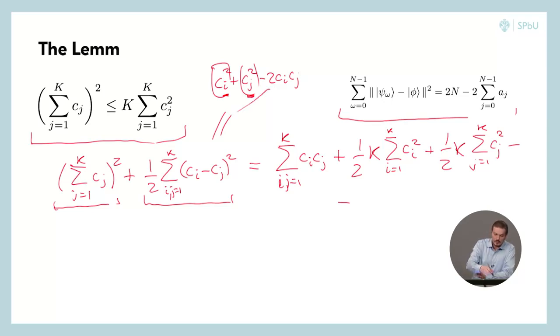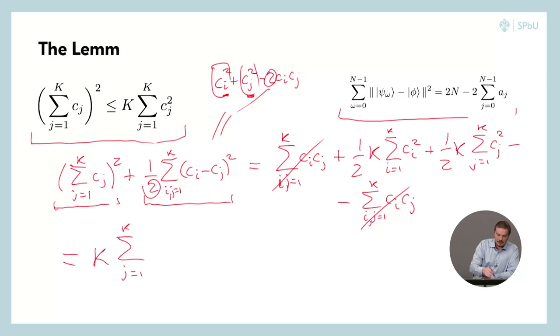2. And these two self-destruct, so we just have the sum over i, j from 1 to k of ci cj, which self-destructs with this, and everything becomes equal to k times the sum over j from 1 to k of cj squared. So we add to the left part of the inequality some positive number, and we get the right side of the inequality. So we have just proved this inequality, this lemma.